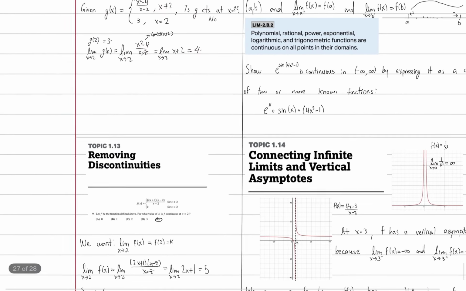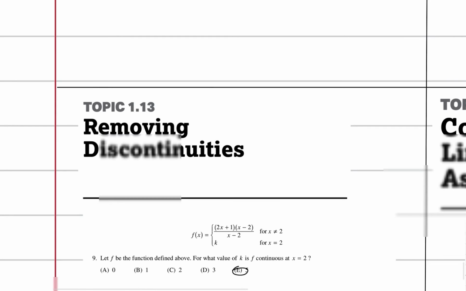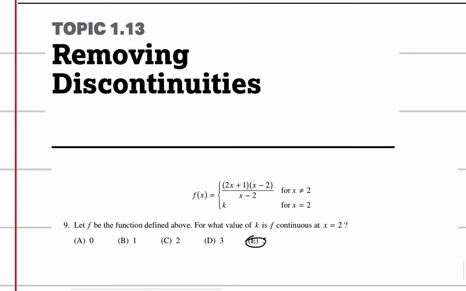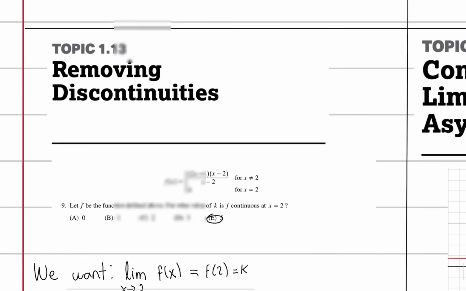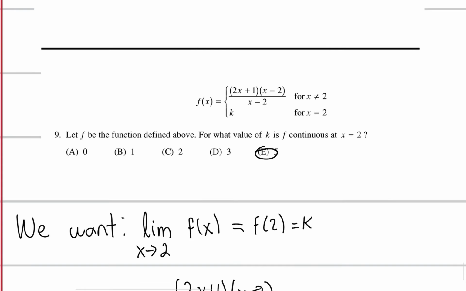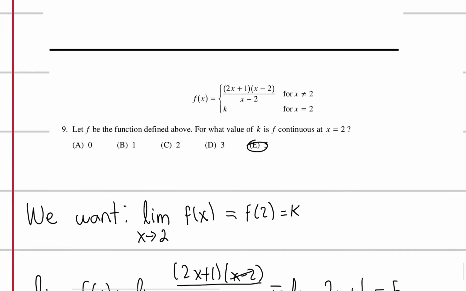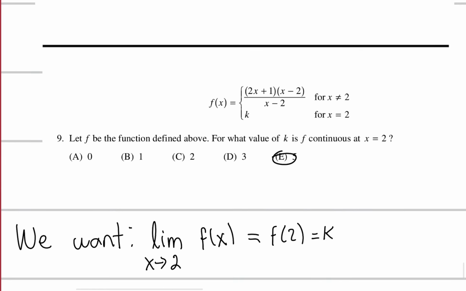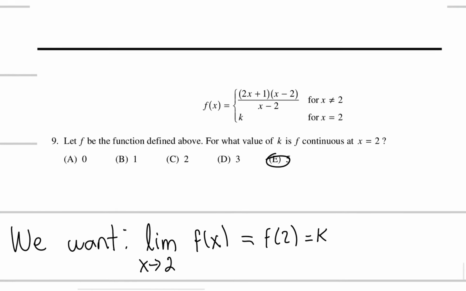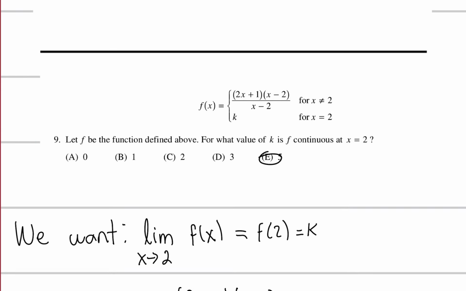Topic 1.13 talks about removing discontinuities, and here's the problem straight from the AP exam. It's an older one, but so MCQs: let f be the function defined above. It's a piecewise function. For what value of k is f continuous at x equals 2?